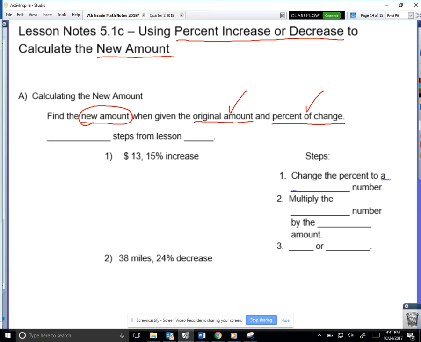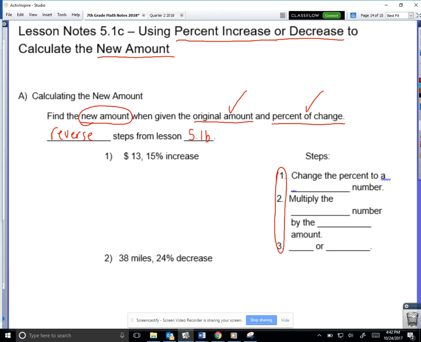I have some good news for you guys, because math is full of patterns, and sometimes patterns are very helpful. Our steps that we learned yesterday, we're just going to reverse those steps for today. We're going to reverse the steps from lesson 5.1b. We're going to take those same 3 steps from 5.1b and just reverse them to get our answer. How neat is that? This is going to work out so great. Let me show you how great this is going to work out, and we're going to take a look at our very first problem.